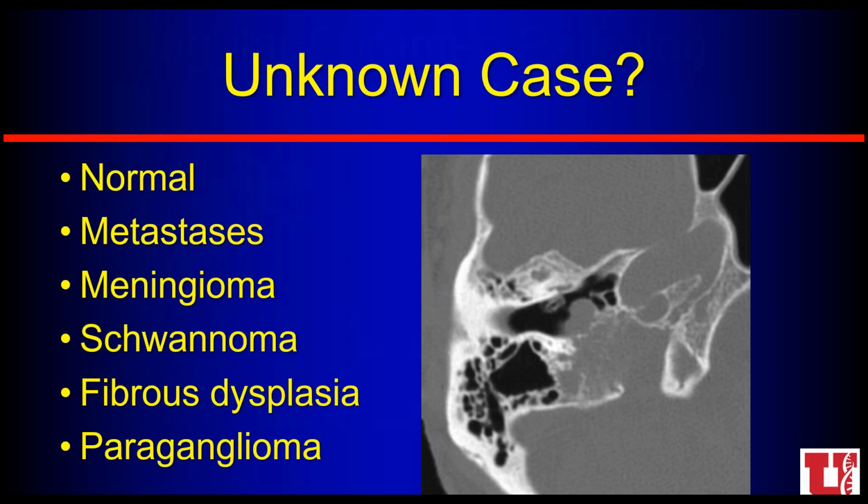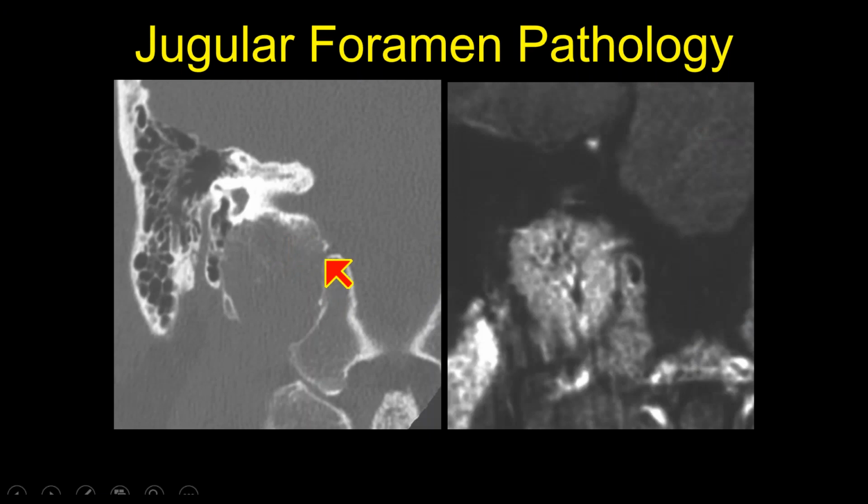Here we see destructive changes to the bones, and we've kind of debeaked the buzzard at this level. And we see what looks like a lot of flow voids in this lesion. So that's one particular pathology we might see at the jugular foramen.